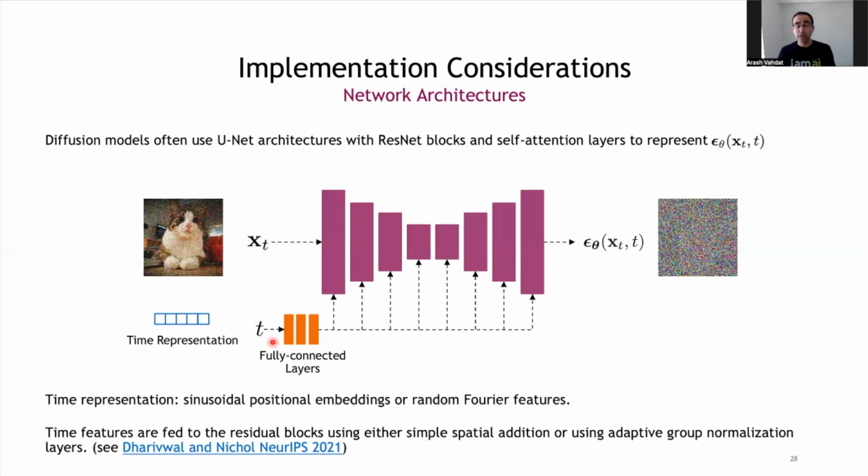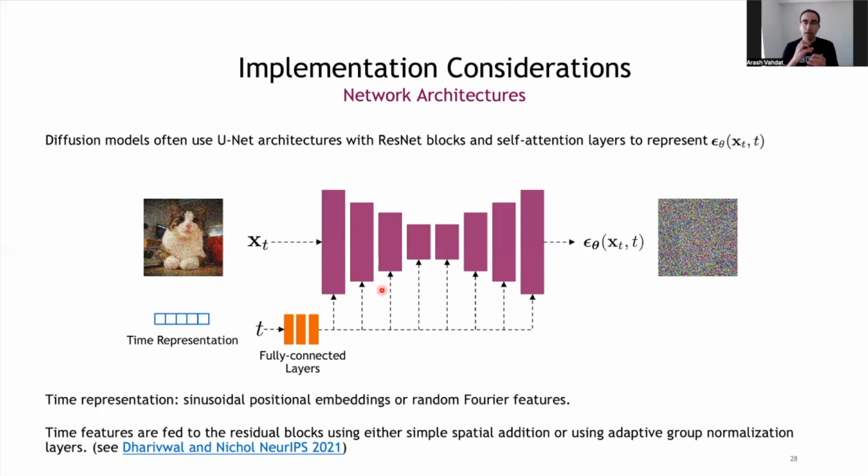This network is also conditional on time. It's shared across different time steps. So it also takes time using some time embedding. This time embedding can be done using, for example, sinusoidal positional embeddings that are often used in transformers, or random Fourier features to represent this time embedding. This time embedding will be a vector that will be fed to a small, fully connected network. A network consists of a few fully connected layers to extract some time representation. And this time representation is usually fed to all the residual blocks.